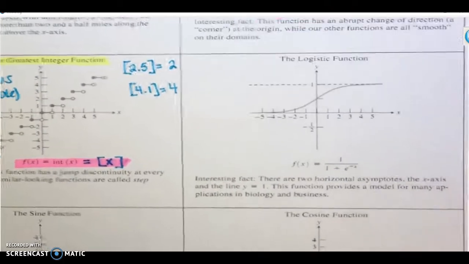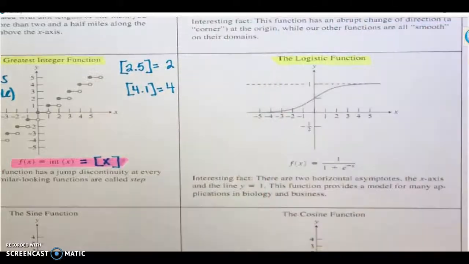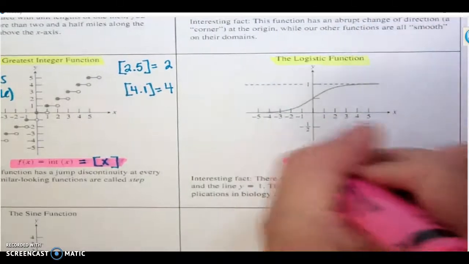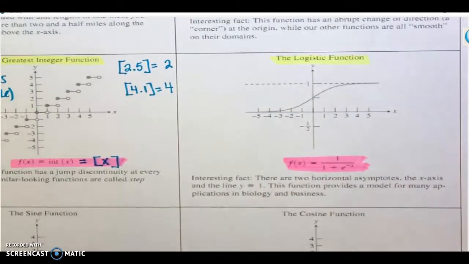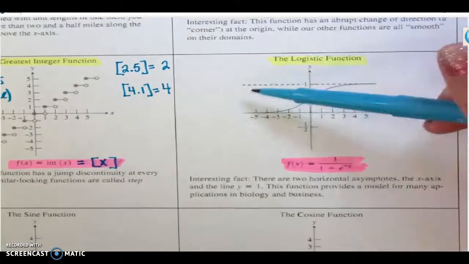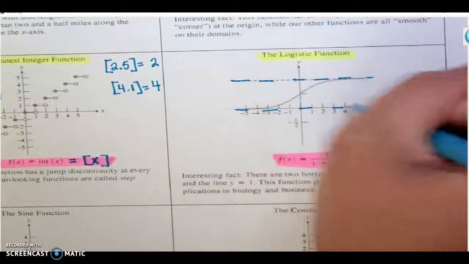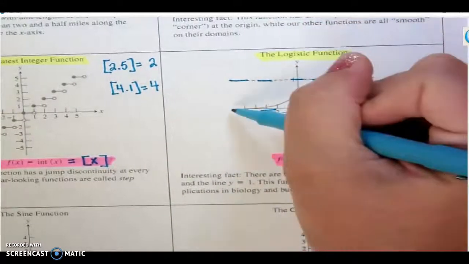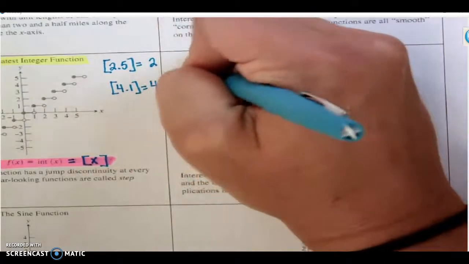So then we have the logistic function. And it has a little strange formula here. F of x equals 1 over 1 plus e to the negative x. Okay, so it looks kind of like a rational function, but also has e in it. So that's called the logistic function. So what's going on here is you do have a horizontal asymptote here, and you have a horizontal asymptote here. Okay, so it is going to be continuous for the graph that we're given. So it is continuous.